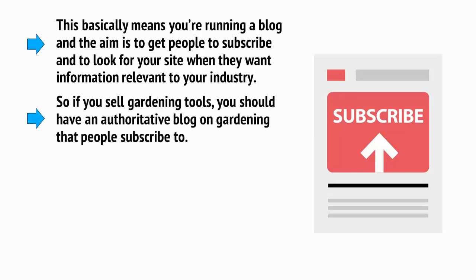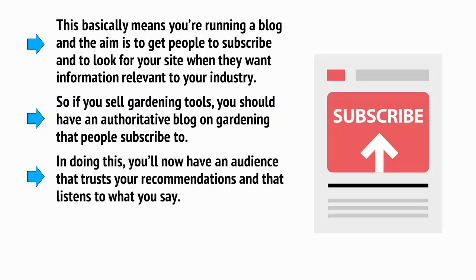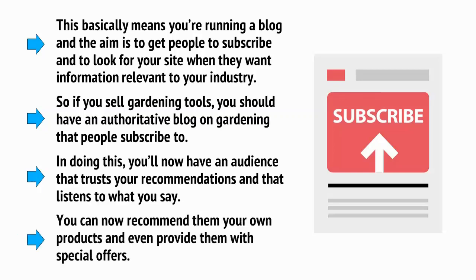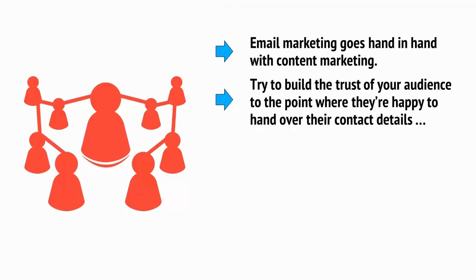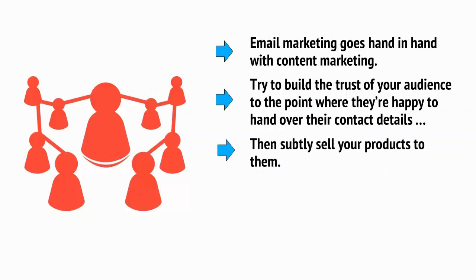So if you sell gardening tools, you should have an authoritative blog on gardening that people can subscribe to. In doing this, you'll now have an audience that trusts your recommendations and that listens to what you say. You can now recommend them your own products and even provide them with special offers. Email marketing goes hand in hand with content marketing. Try to build the trust of your audience to the point where they're happy to hand over their contact details, then subtly sell your products to them.